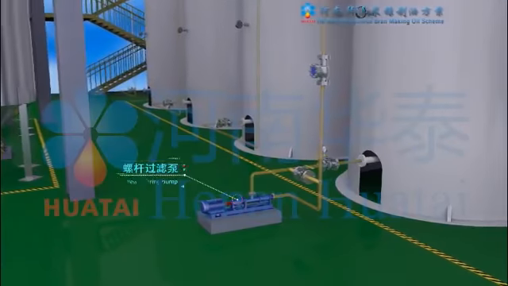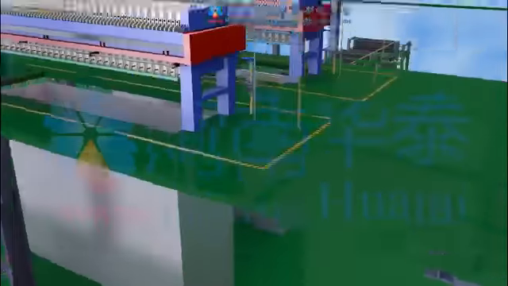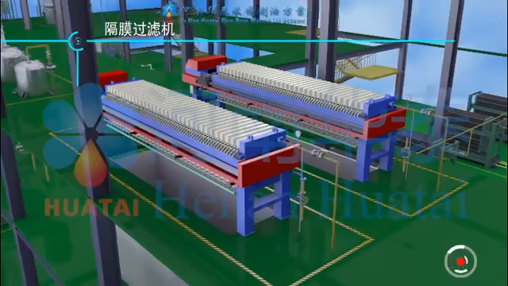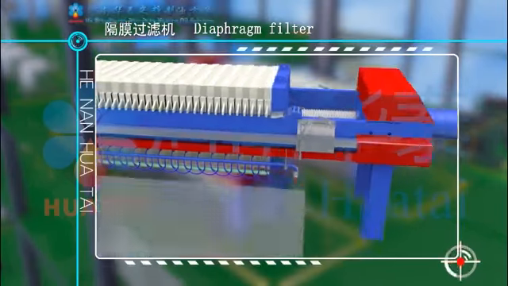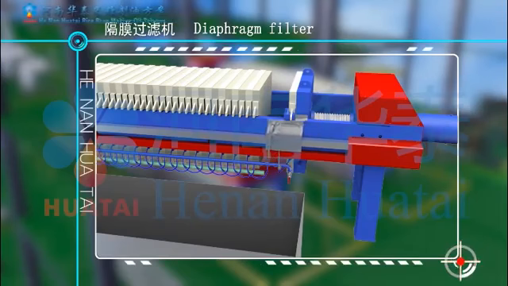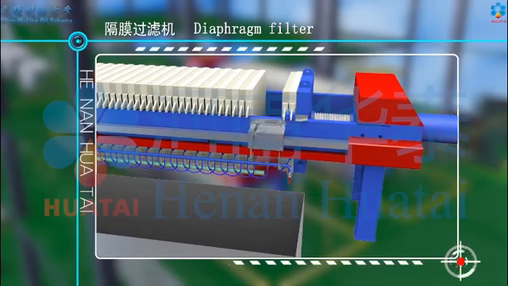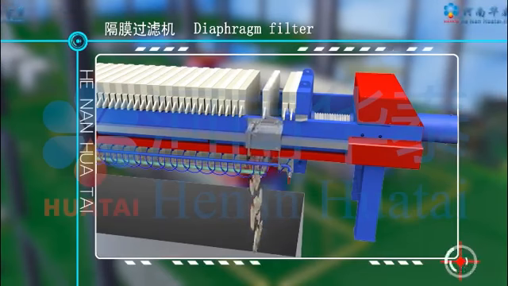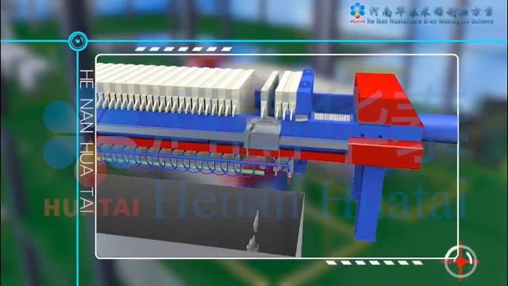The crystallized oil is conveyed to the diaphragm filter by the screw filter pump. The wax oil is membrane filtered and pressed inside, so that the wax is separated from the filter with the automatic pulling plate open, and is transported to the second floor wax oil tank for temporary storage.